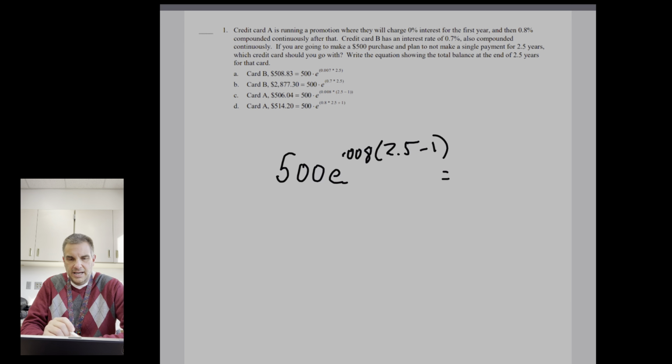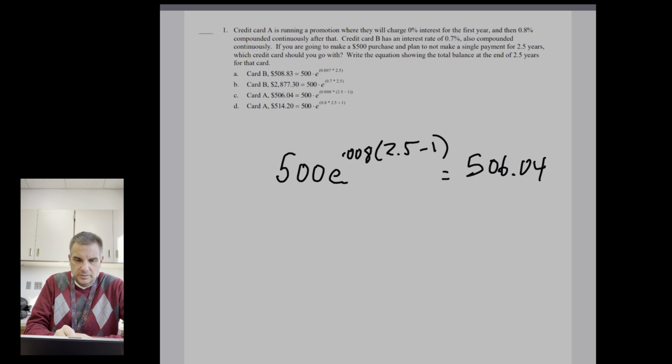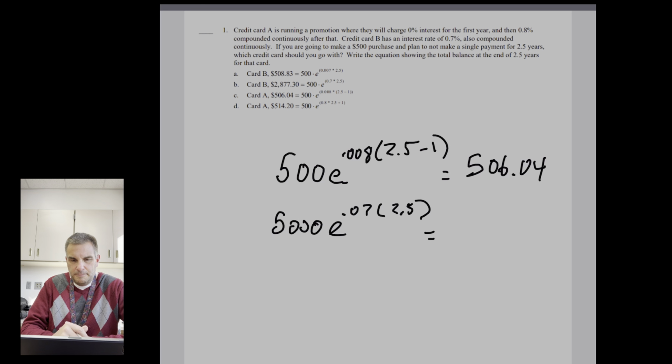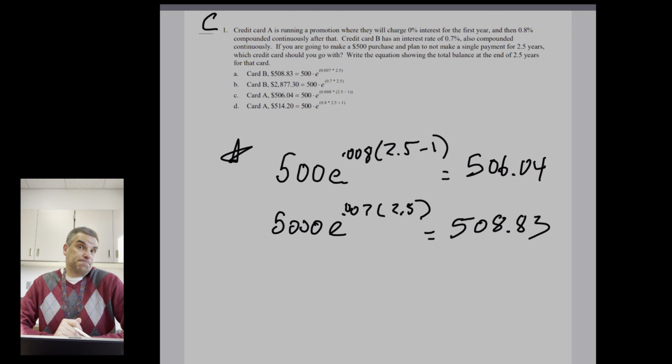Okay. If we do that, that ends up giving you $506.04. The other one, you have a $500 purchase at 7%, so 0.07, but now that's at 2.5 for the whole time, and that comes out to $508.83. So obviously our A is the better of the two. That's the card we should go with.